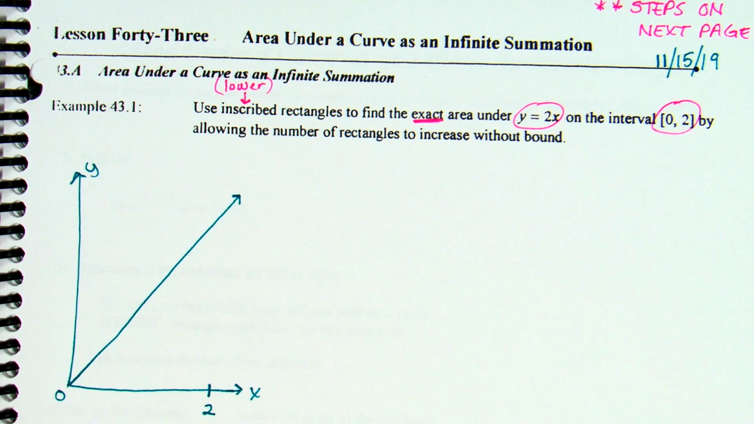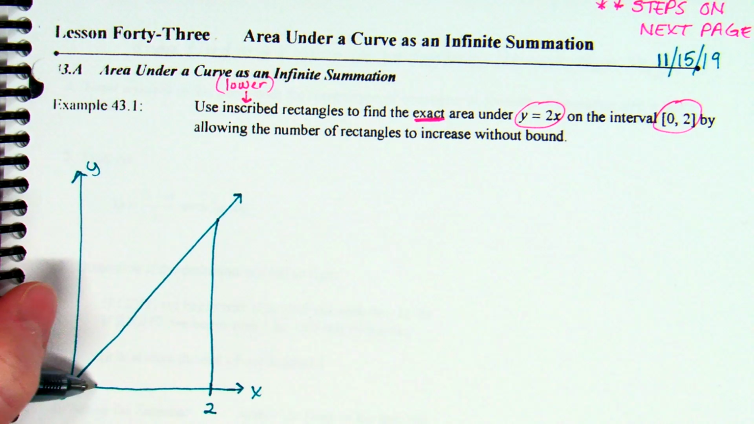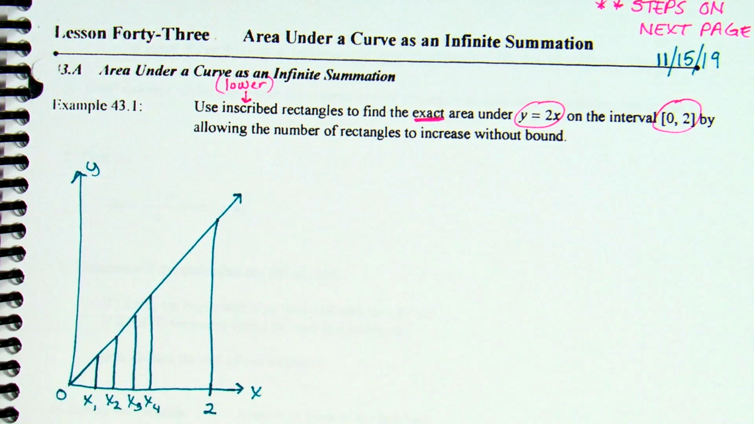It says inscribed rectangles, and inscribed I said is lower. They're inside. So first of all, I'm going to break this into intervals. And I'm not going to break it all up. But like the first one, I'm going to call this first line x1. The next line I'm going to call x2. Remember, the rectangles are increasing without bound. So obviously there's going to be a lot more than 4, and a lot more than like the 8 I'm on track to draw.